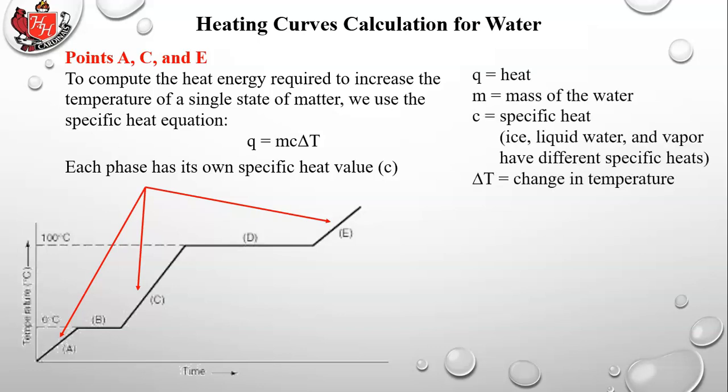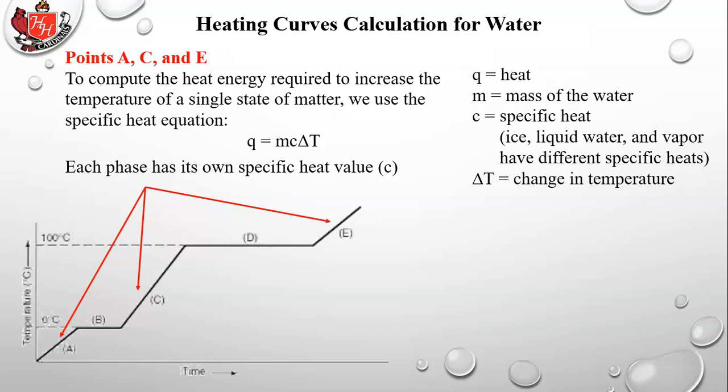Q is the abbreviation for heat. M is the mass of the water, so it has to be in grams. Mass of water has to be in grams. C is a characteristic called specific heat. It's how much temperature change occurs when you add or subtract heat from a substance.